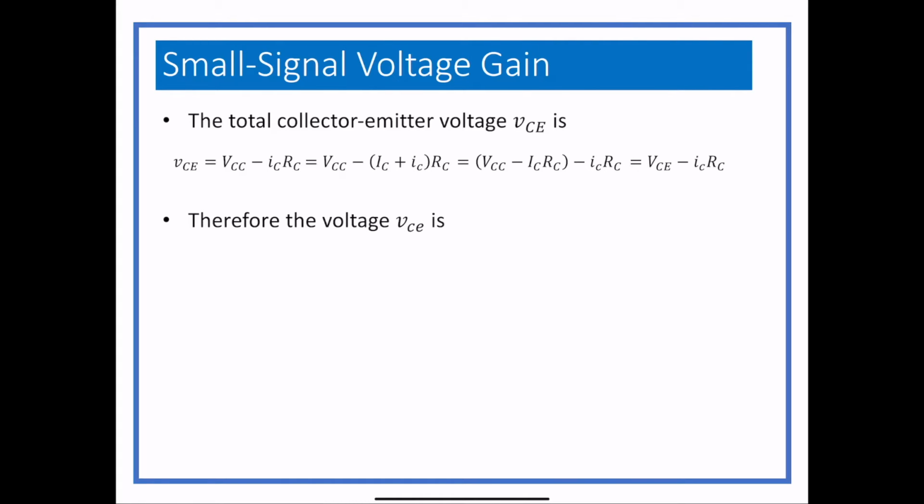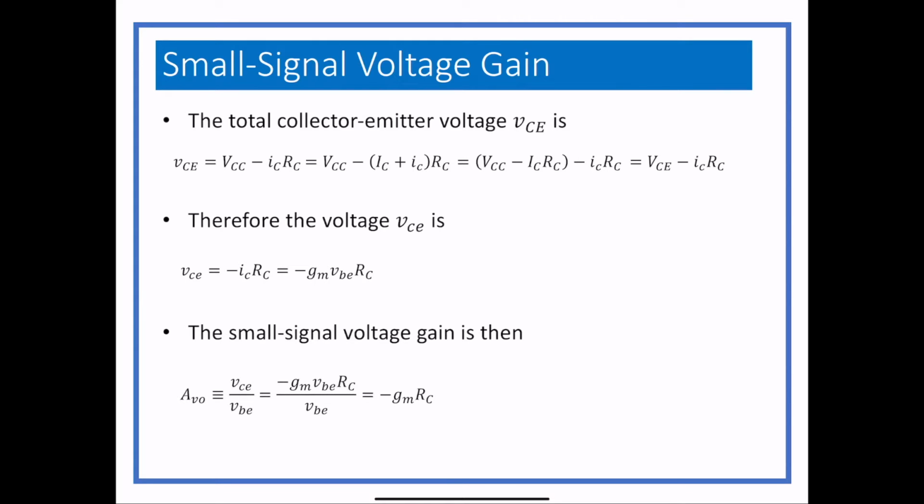So the voltage VCE, just the AC part, is just minus ICRC, and then we can actually substitute in GM VBE RC for that. And then we can find the small signal voltage gain. Since it's defined as VCE over VBE, we just put the VCE on the top, put VBE on the bottom, cancel everything out. We get minus GM RC, which is almost exactly the same as MOSFETs, except we used RD instead of RC. So when we use it with a transconductance model, it looks a lot like a MOSFET.